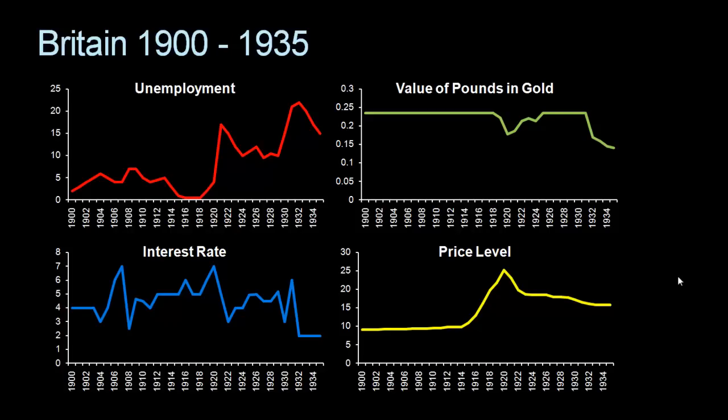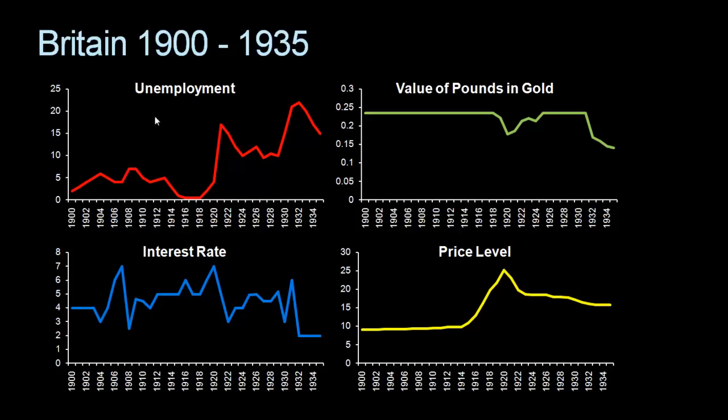In this video, we're going to talk about the experience that some countries had with the gold standard and why they eventually chose to leave. So we're going to focus in this segment on Britain from 1900 to 1935. And each of these graphs you see over here shows some statistic about Britain over that time period.